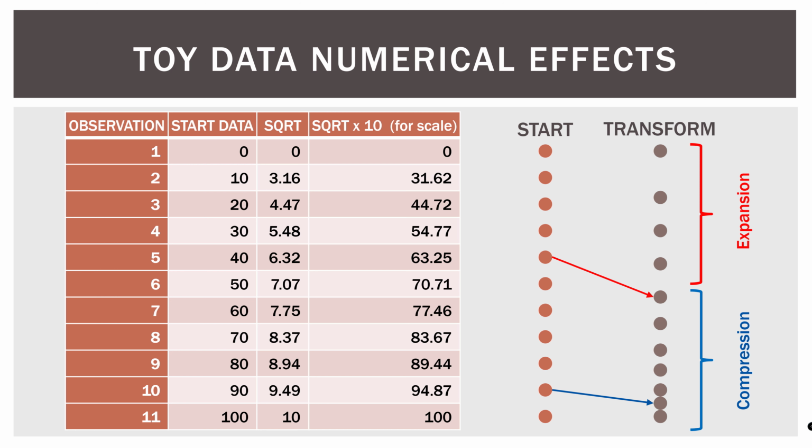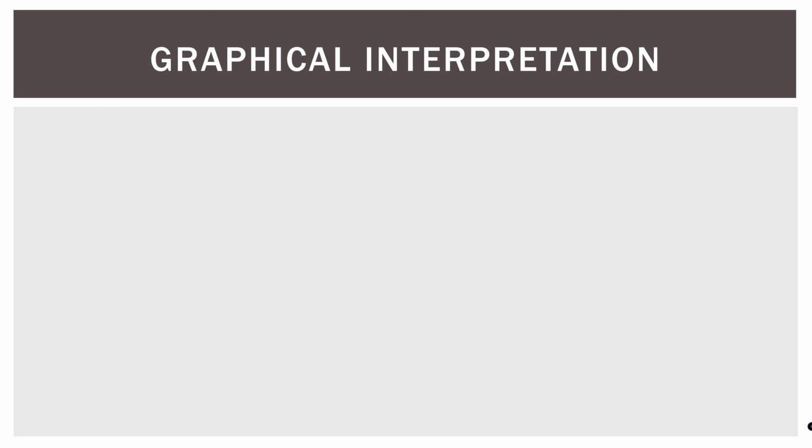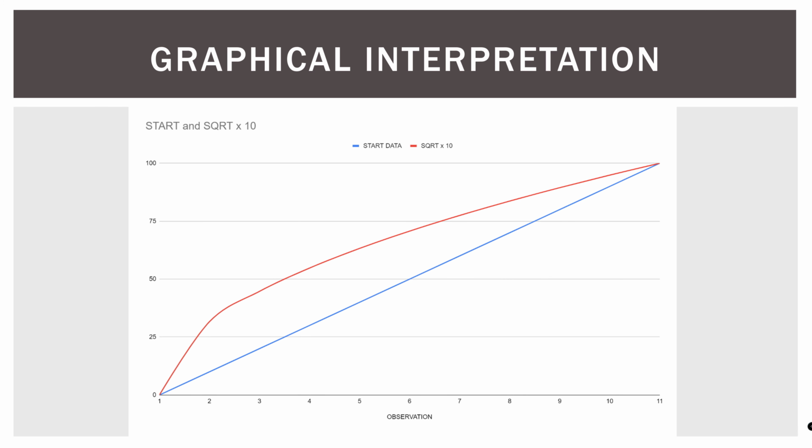The result is that it takes a skewed data set and shifts it to the right and compresses those higher values to make the distribution look more normal. Now on a graph, it might look like this. Here's our start data in blue. That's just the simple 0, 10, 20, 30, and so on. And then the red line is a graph of the square root transformed values.